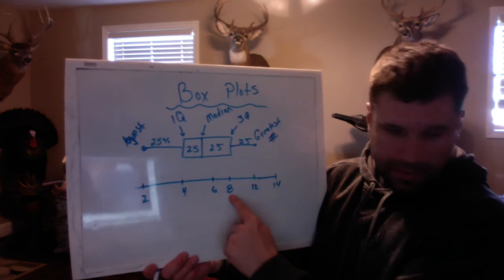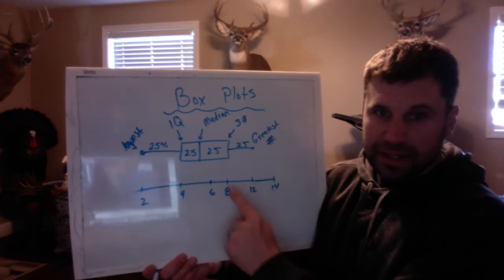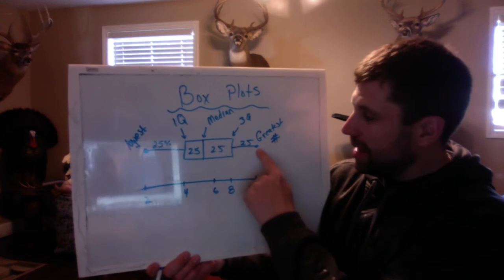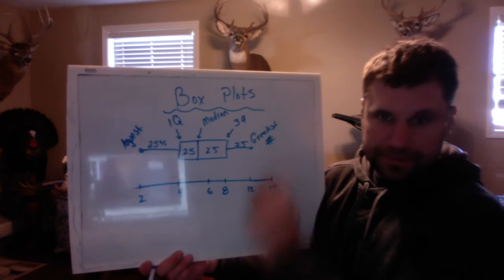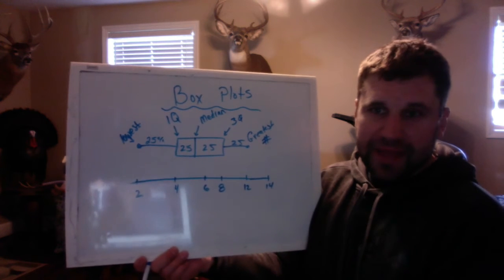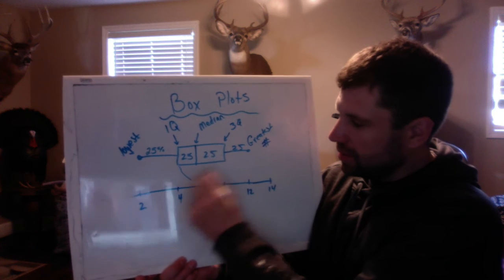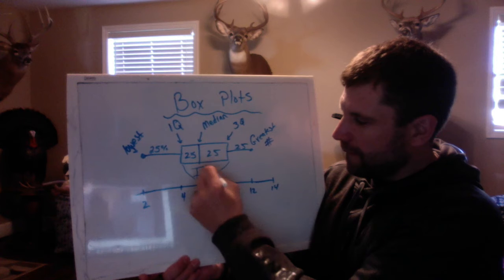Third quartile, the number 8. 8 is the third quartile. It's located at the end of the box. 8 is the end of the box. And that dot right there is 12, which is the greatest number. So how do I find the IQR? Now remember, this is the IQR right here. That's the IQR. That's your box.